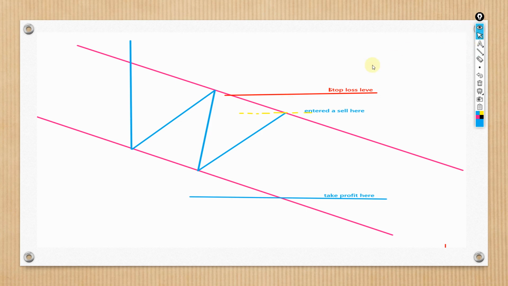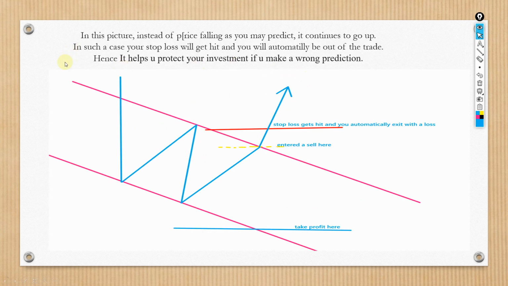Let us continue. So let us look at this picture. You are expecting that the market is going to fall, but instead it goes up. You entered a sell here, remember, and you are expecting that the market is going to fall, but instead it goes against you. Once it reaches where you put your stop loss, then automatically your trades will stop running and you exit the market with a loss. So it prevents you from losing so much money. You can determine how much you lose by using a stop loss.